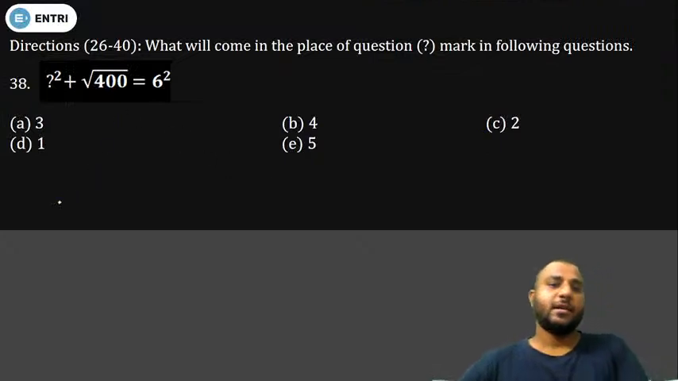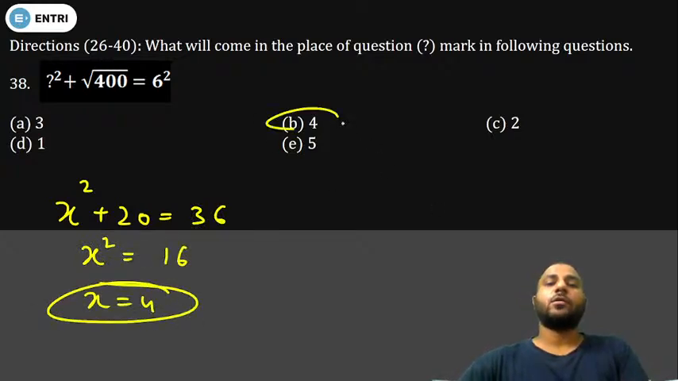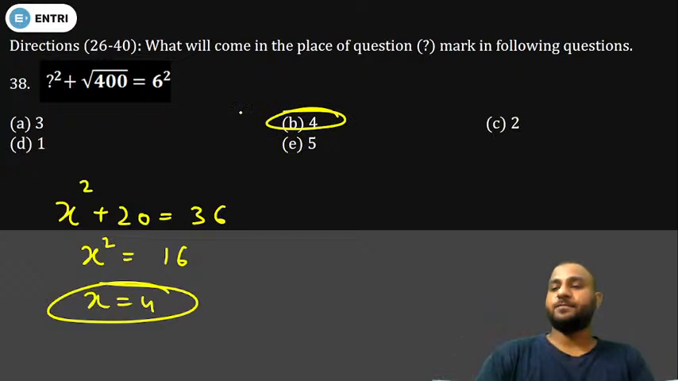Next, x square plus 20 equals 36. So x square is 16, value of x is 4. Option B will be the correct one.